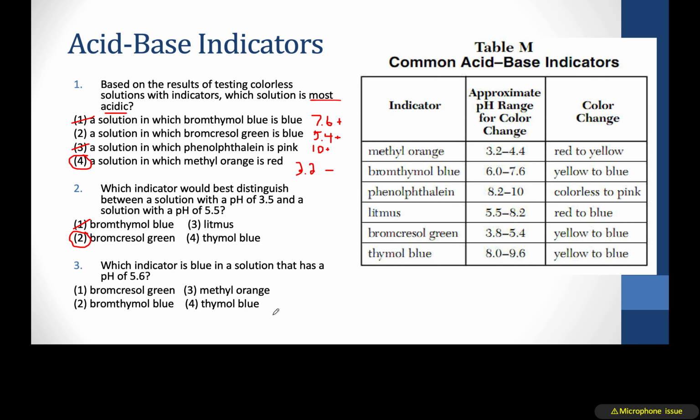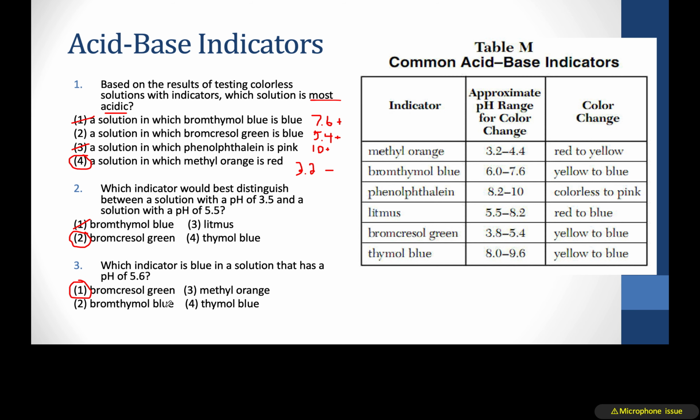All right, one more. Which indicator is blue in a solution that has a pH of 5.6? Okay, so again, I guess we're going to have to work through all of these. So bromcresol green, pH of 5.6 will be blue. Oh, is that the answer again? That was easy, right? So 5.6, if we're looking at this one, is on this end, and it's blue. So I think that's the answer. Let's make sure, though, because I want to go through the other ones.